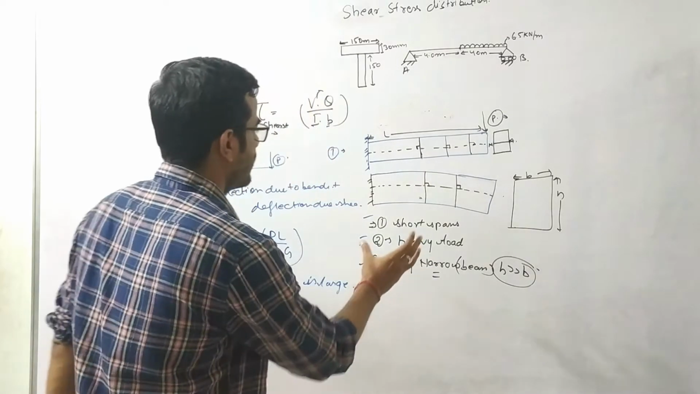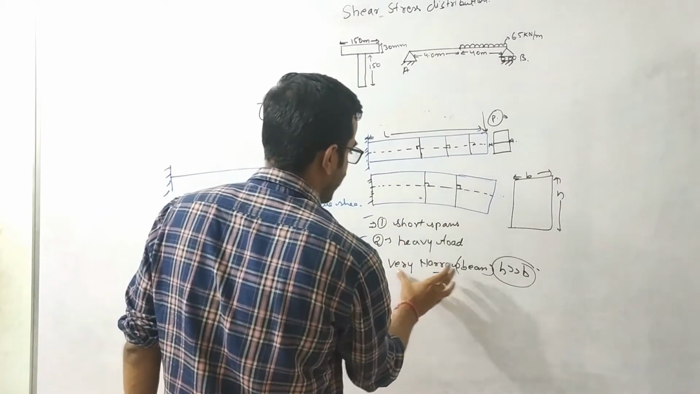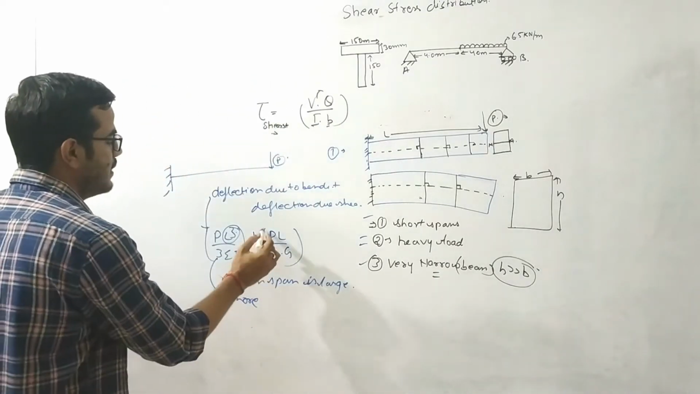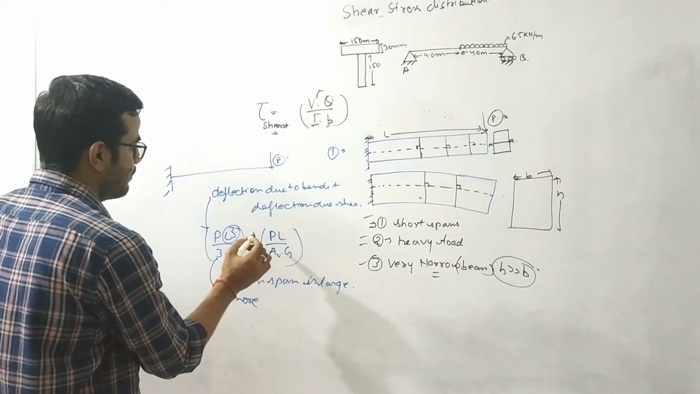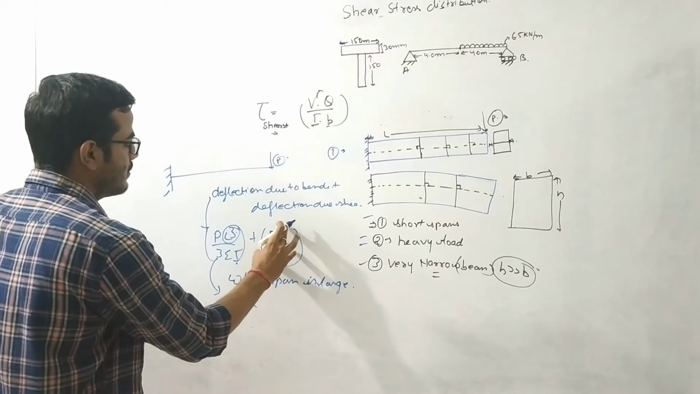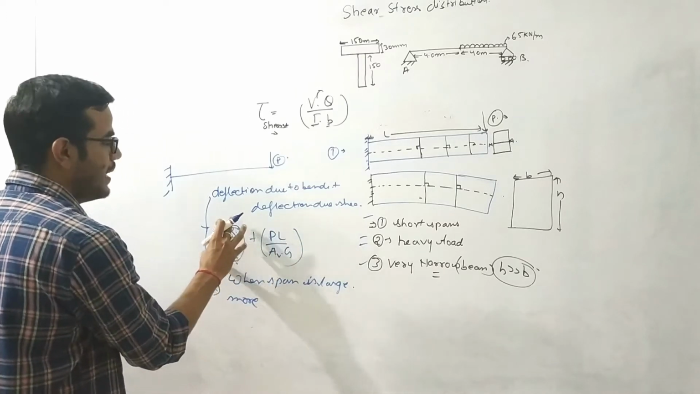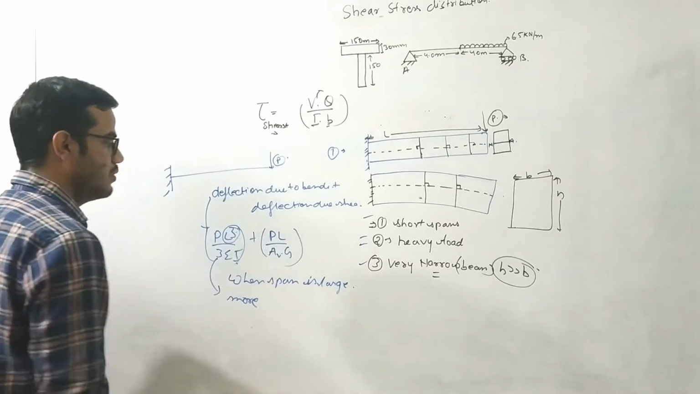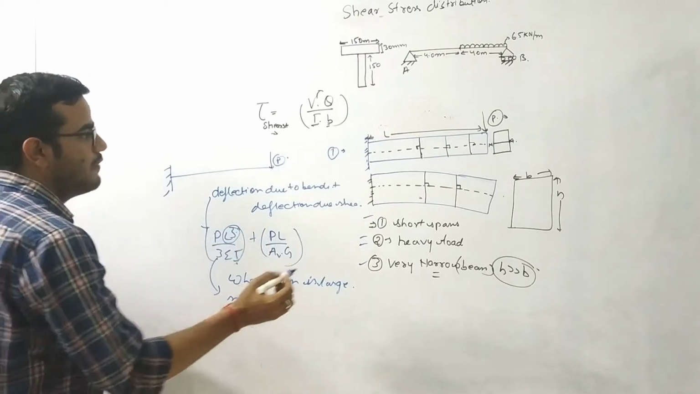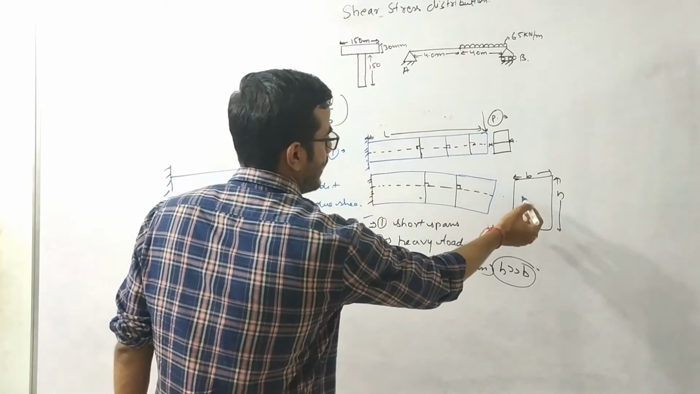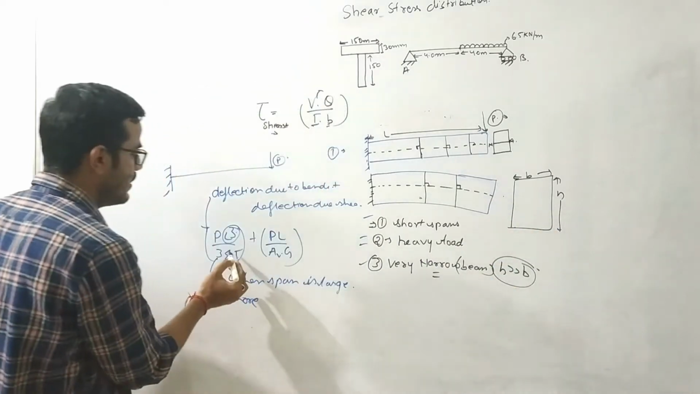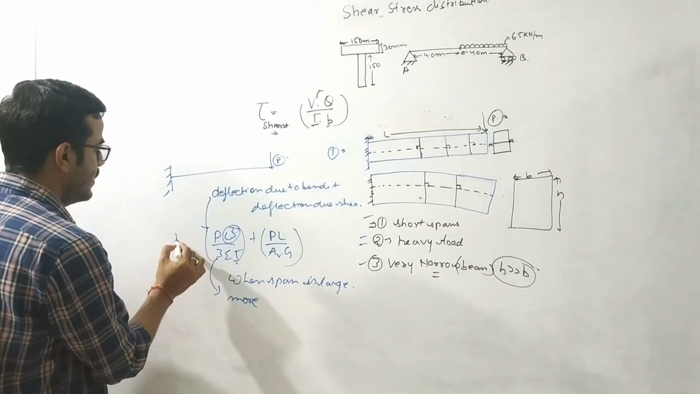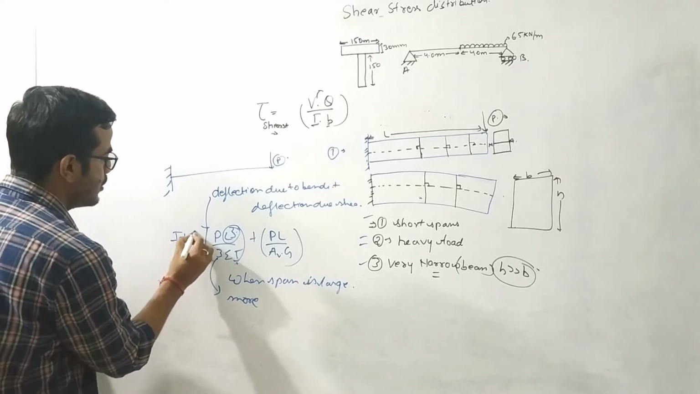But when we'll have shorter spans, heavy load, and very narrow beams, then we can say that although the deflection due to bending will be more, there will be significant contribution from the shear deflection also. Because if I'm increasing the depth of the beam, here you can see that this moment of inertia term, I, is directly proportional to h cube.